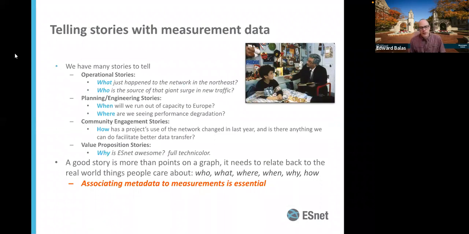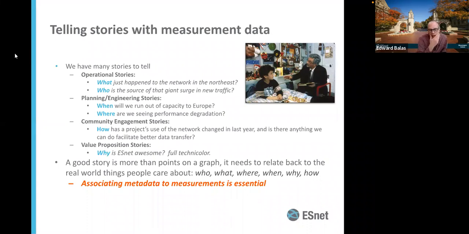And that's really what it's all about for us. We have a variety of stakeholders that we're trying to serve with our measurement infrastructure, whether they're in operations, in planning and engineering, community engagement, or the existential value proposition, right? There's a variety of questions that relate to who, what, where, when, and why. All of these, we want to use measurement data to answer. And we have this diverse set of stakeholders, and how we answer those needs to be tailored to each type of question or story we want to tell.